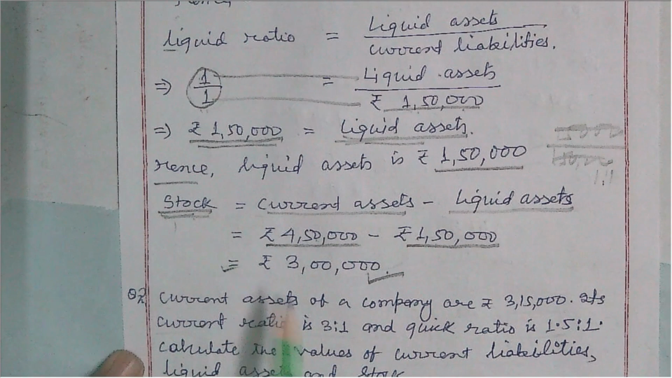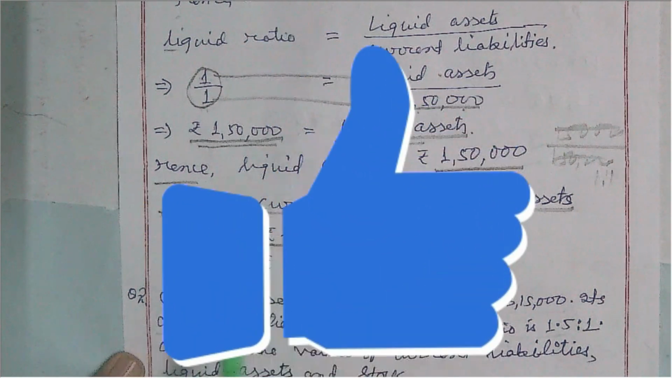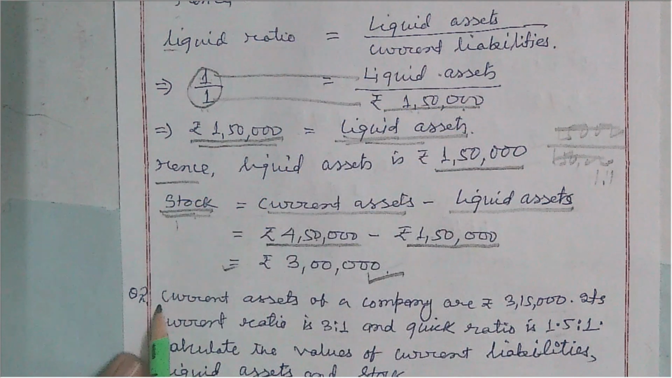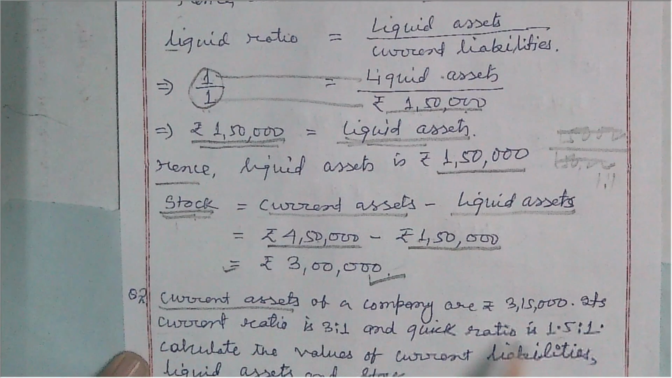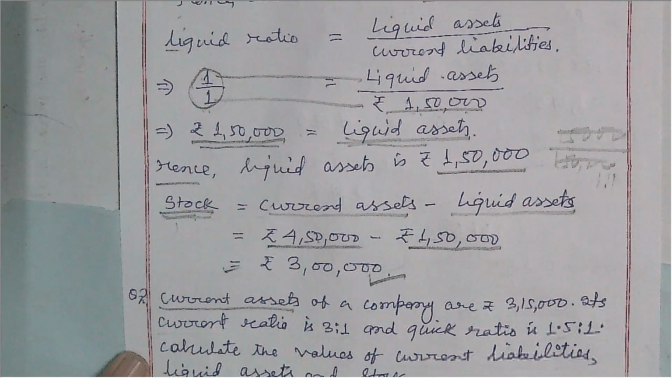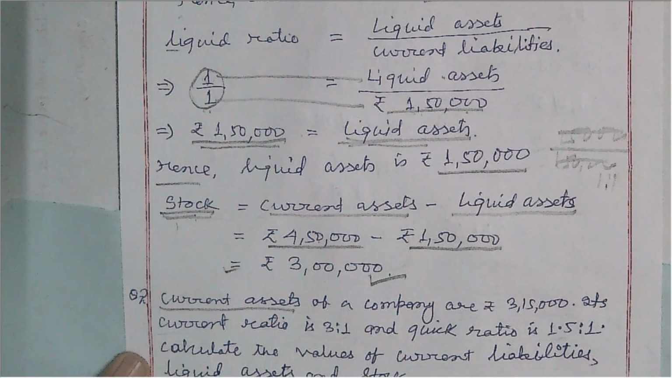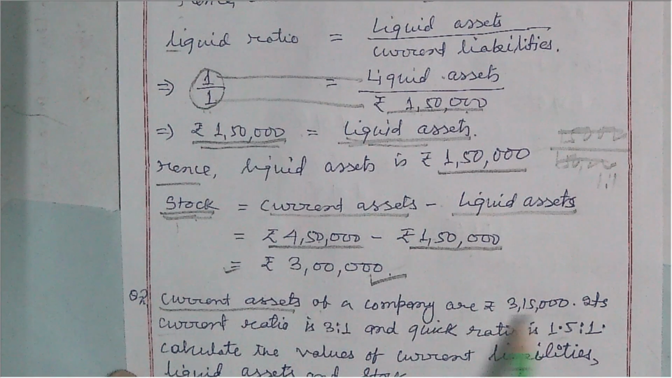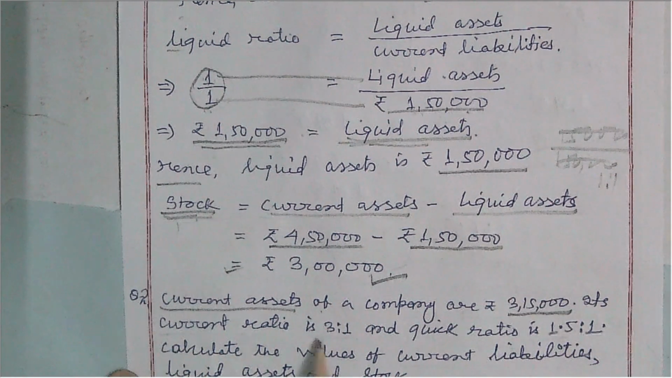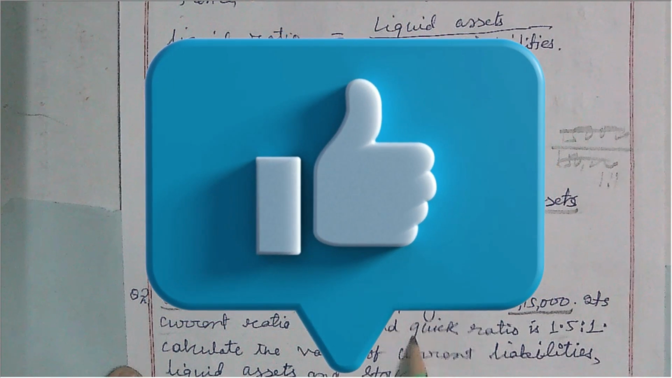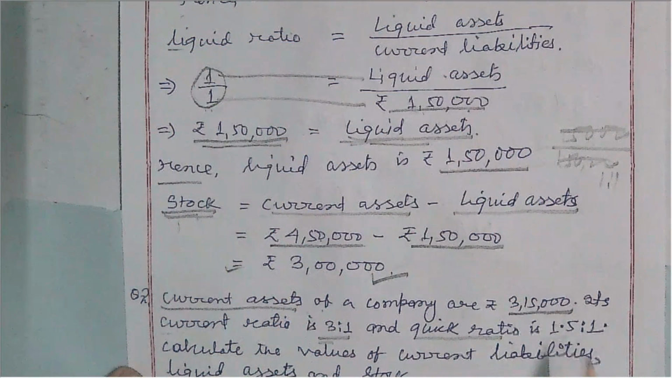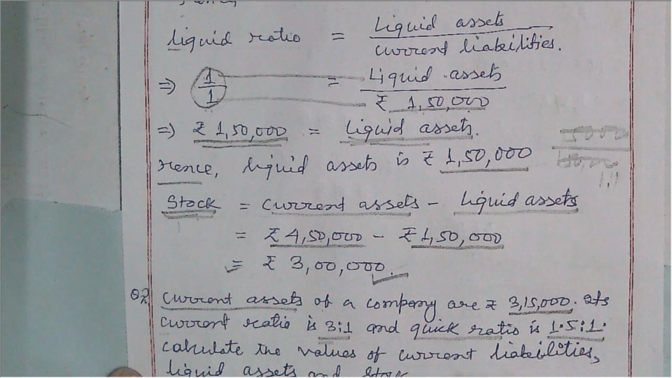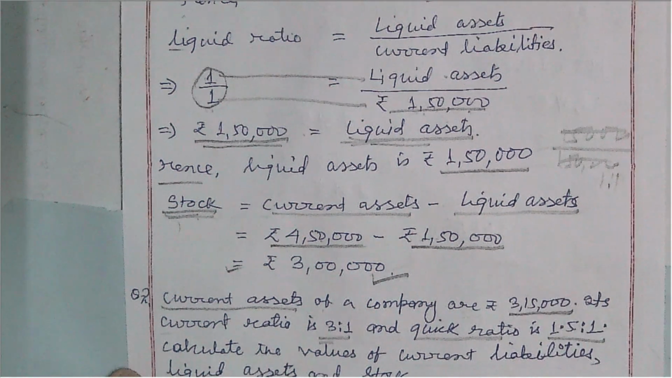And the next question. In the previous question current liabilities was given, but here current assets is given, and you need to calculate the value of current liabilities along with the other values of assets. So let's see question number 2. Current assets of a company are rupees 3,15,000 and its current ratio is 3:1, and quick ratio, or liquid ratio, or acid test ratio is 1.5:1. So calculate the values of current liabilities, liquid assets and stock.